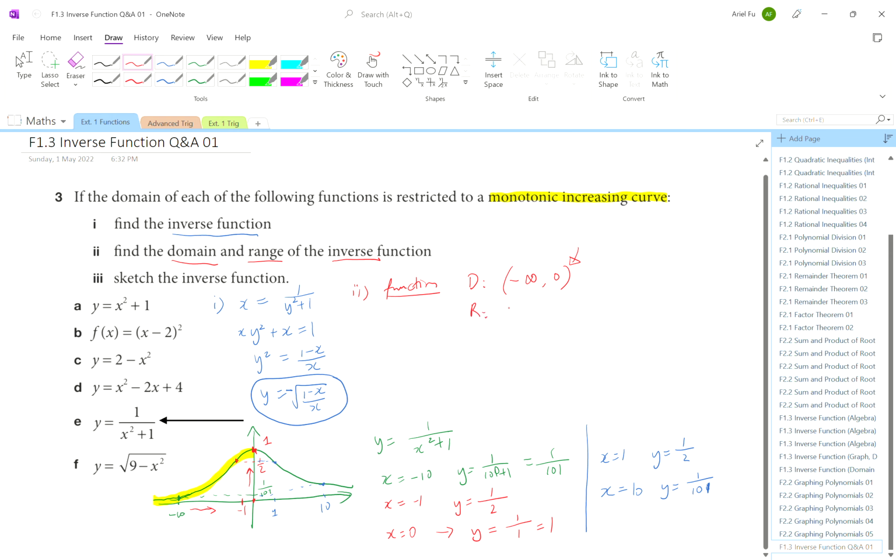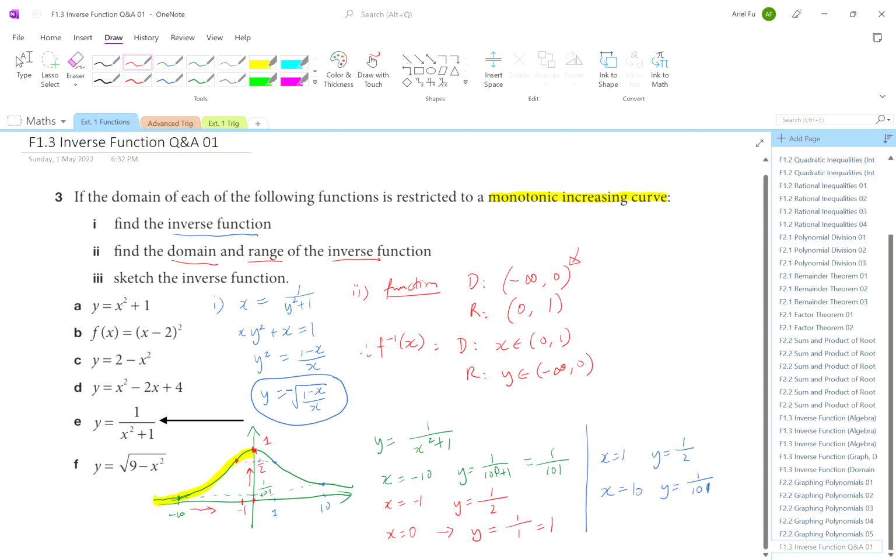The range goes from 0 up to 1, and it will not get to 1 because I'm not including 0, and it will not get to 0 either because 0 is an asymptote. It becomes smaller and smaller towards -infinity, when x becomes -infinity, y becomes closer and closer to 0. So if that is the case, then what is the domain and range for the inverse function? For the inverse function, the domain is all the x's between 0 and 1, and the range is y between -infinity and 0.